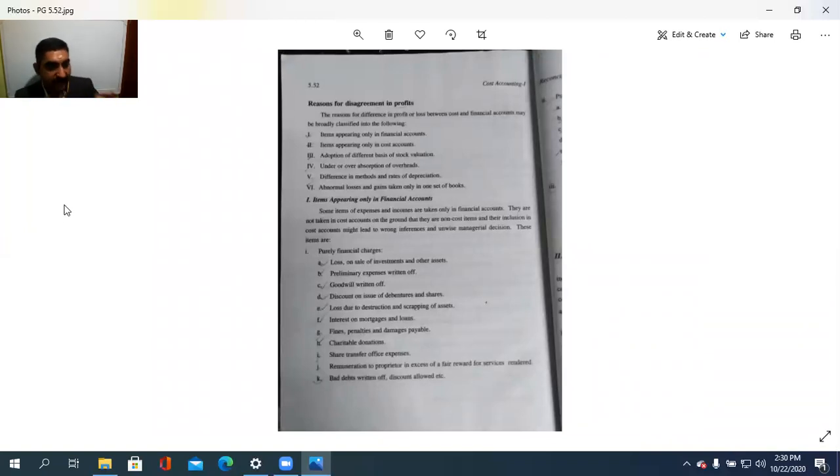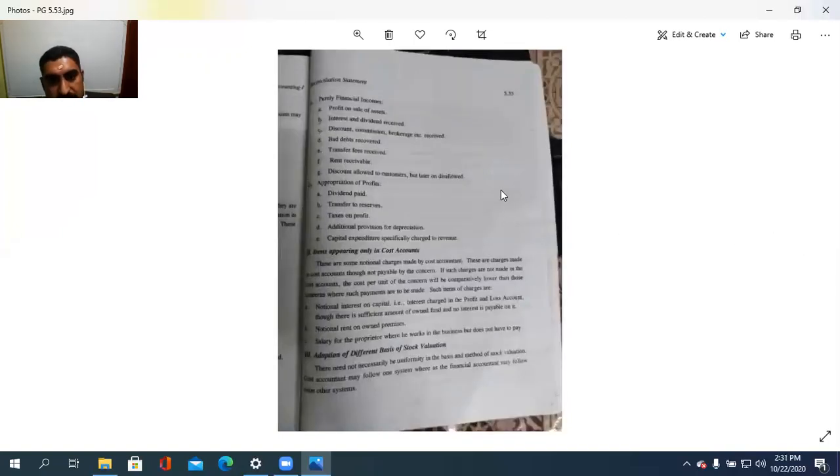So what are these? Items appearing only in financial books or financial accounts, like purely financial charges, purely financial income and appropriation of profit. Items appearing only in cost accounts. It includes what? Notional interest on capital, salary of a proprietor who is actually the proprietor but he works in there. So there is no need of salary, isn't it?